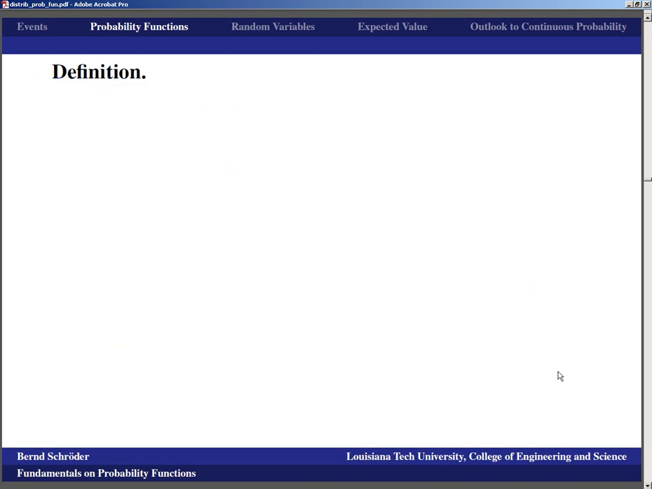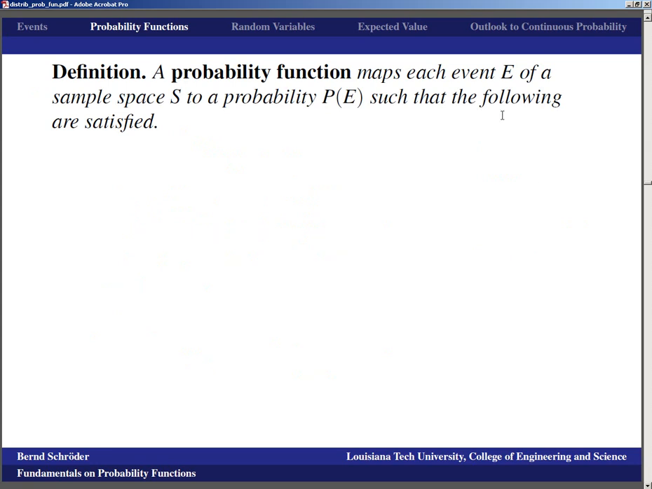Okay, so now what is a probability function? A probability function takes every event of our sample space, anything that could possibly happen, and it assigns to this event a probability. And it does so in the following way. Every event has a probability that is greater than or equal to zero. If the event is impossible, it gets probability zero. Otherwise, it gets certain odds associated with the event.